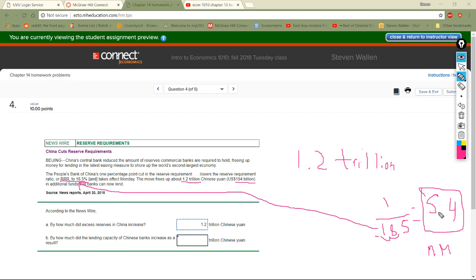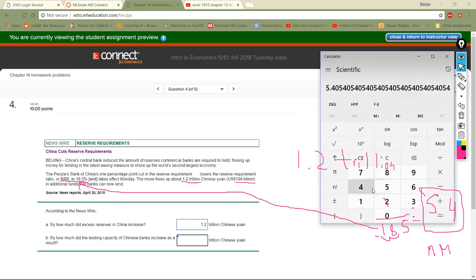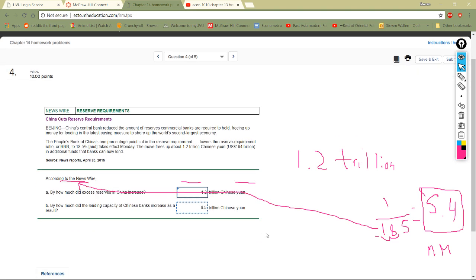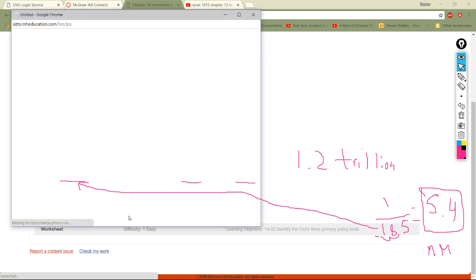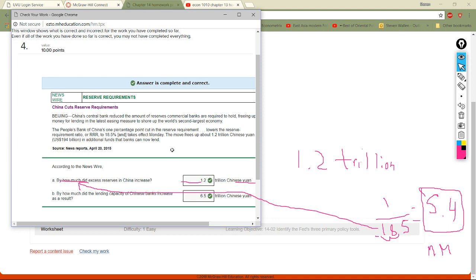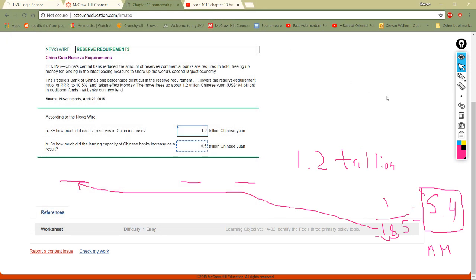Yeah, we just do basic times, so 1.2 times 5.4 equals 6.48. Okay, looks like I just rounded to 6.5. Let's see if we're right. Hopefully the rounding went well. And it did. All right, everybody.